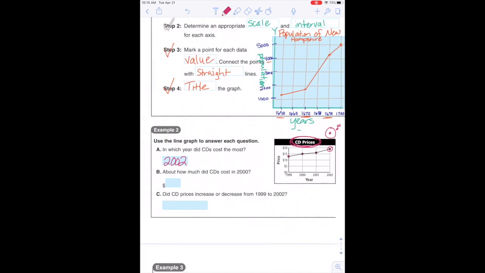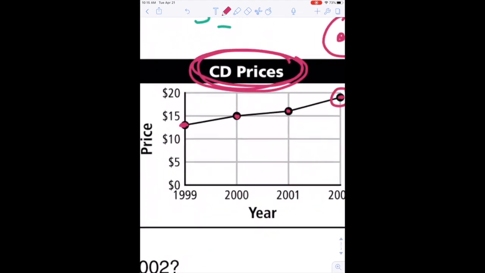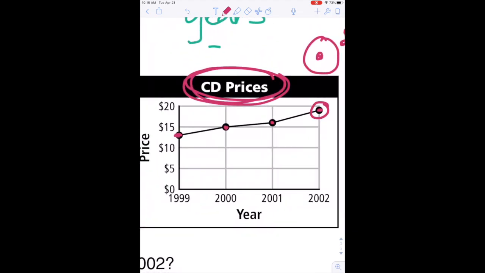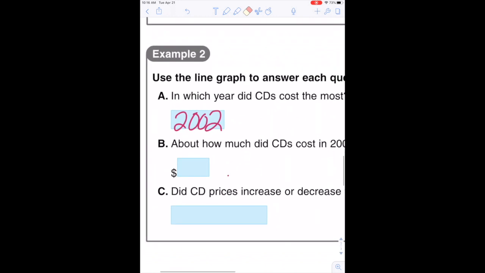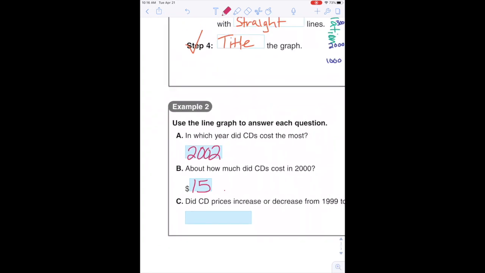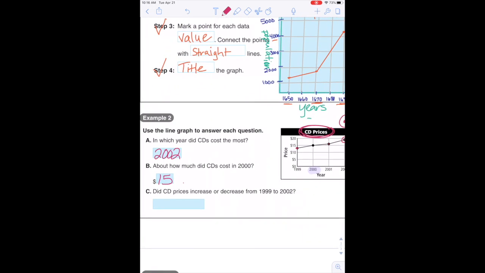So it wants to know next, how much did CDs cost in the year 2000? So if we look at our graph and we find 2000 and we go all the way up, how much was that? And we got to look across to find out. It is $15. So we're going to go back and say $15.